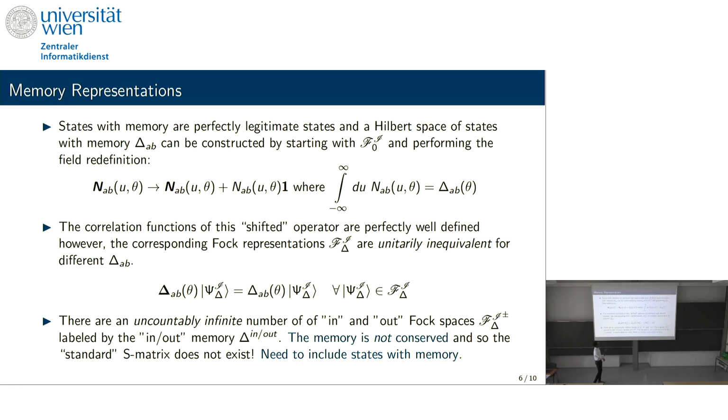Okay, so what do I have? It looks like I've made my problem way worse, right? It looks like I started with one Fock space, and now I've given you an uncountably infinite number of them. And the memory is not conserved, so the standard S-matrix, again, does not exist. If I send in a state with 0 memory, I'm going to get out states with many different possible memories. And I really need to include all of these F deltas into my scattering theory. Go ahead.